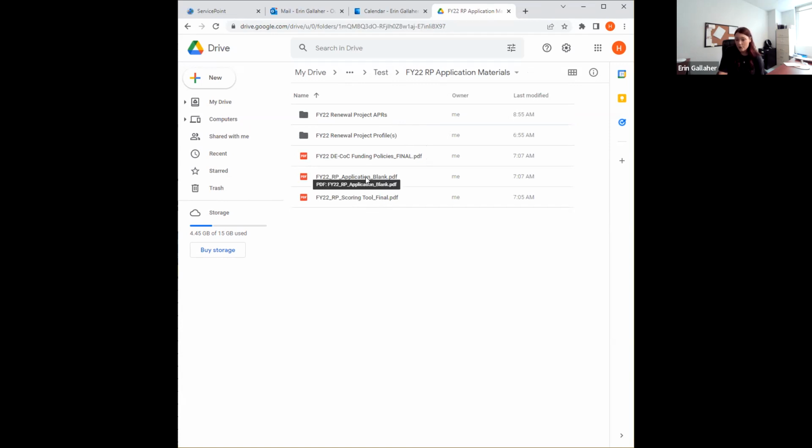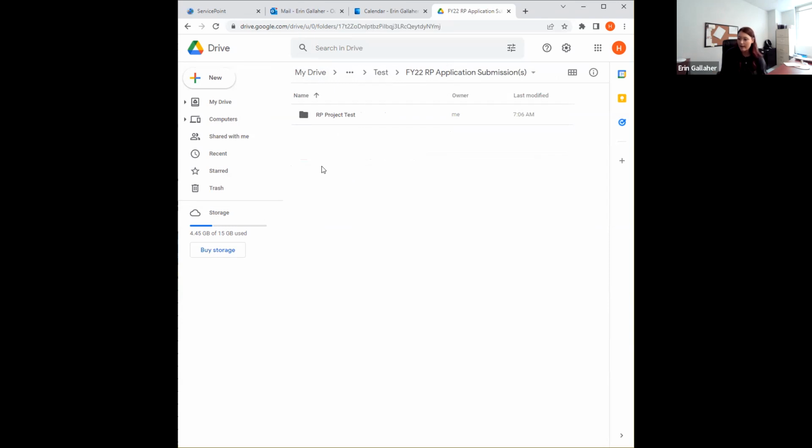And then you have the application that you will be able to download and fill out with the renewal project applications. Once you access these and you're ready to submit, you can come into your application submission folder. For those of you who have multiple projects, there will already be pre-titled folders here for the different projects, so you're just able to upload the project's application and its attachments within the folder. That way you don't have to email anything back and forth and worry about file size and everything like that. You'll just be able to plop them right in the folder.